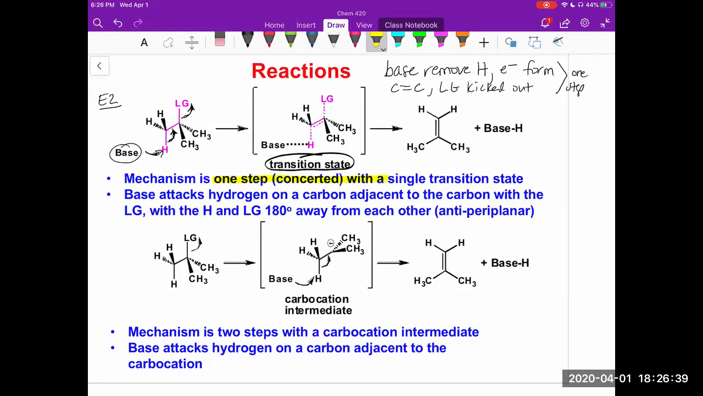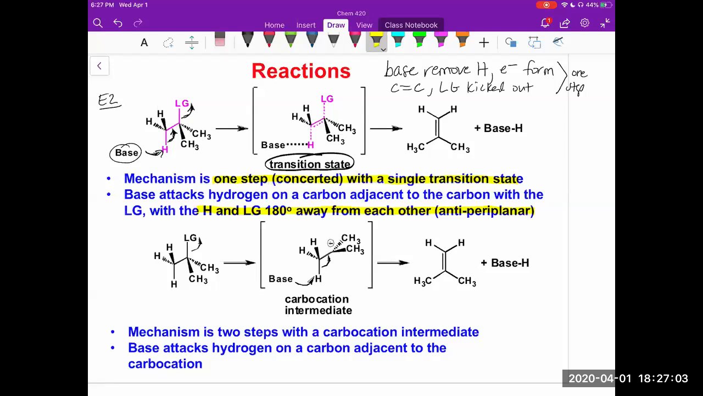One step, or what's called concerted, means it happens all together. Single transition state. And another thing we're going to see, base attacks the hydrogen. We saw that the hydrogen and the leaving group have to be 180 degrees apart from each other, and we're going to take a look at why that is in a slide or two.